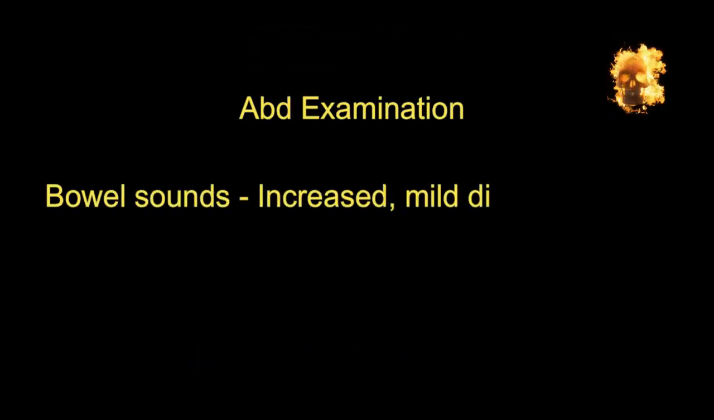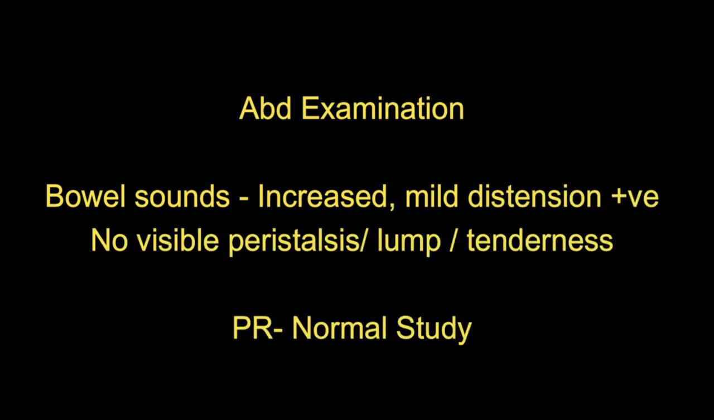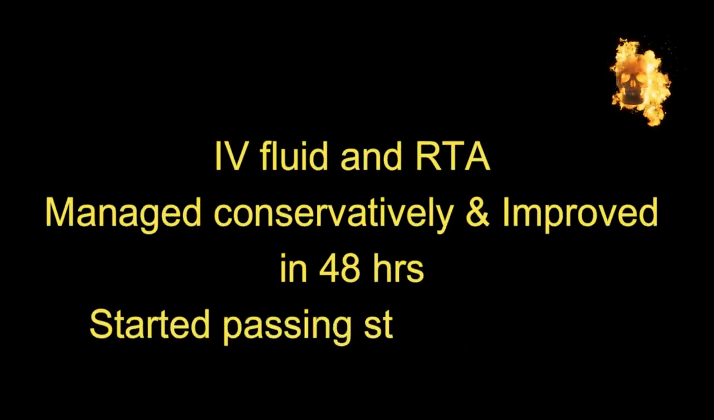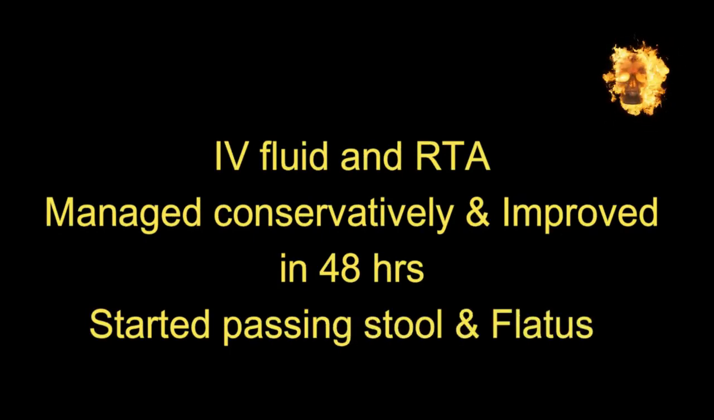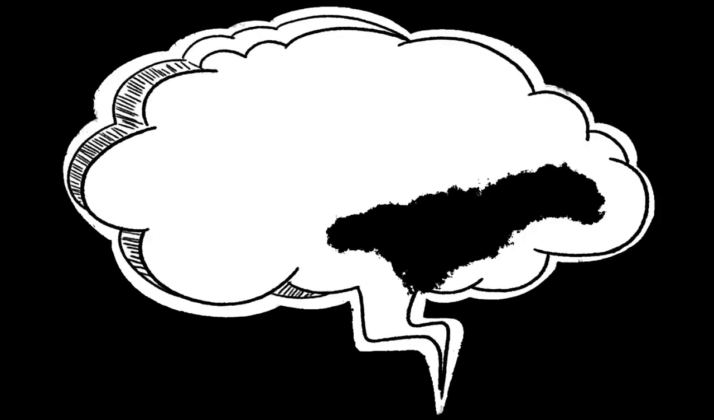On abdominal examination, the bowel sounds were increased and there was mild distension present at the time of presentation. There was no visible peristalsis, lump or tenderness. His rectal examination was normal and his general physical examination was also unremarkable. We managed this patient on the lines of acute intestinal obstruction with the help of IV fluids and other conservative measures. A Ryle's tube was inserted and the patient started showing improvement, and he started passing stool and flatus after 48 hours of conservative management.